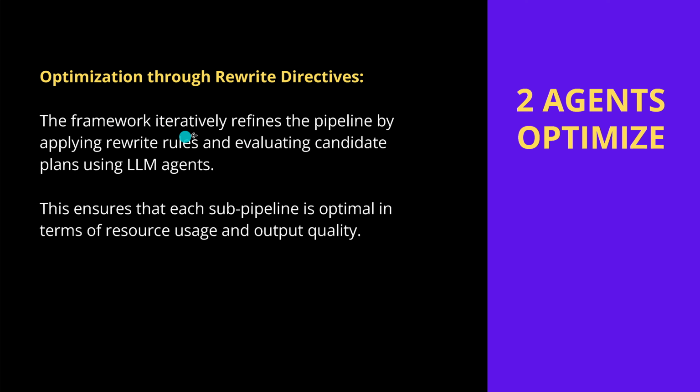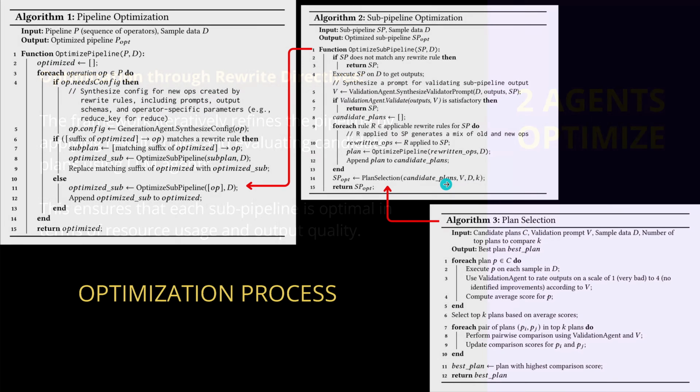So you see, the framework iteratively refines this ETL pipeline by applying the rewrite rules and evaluating specific candidate plans using our two LLM agents. One writes the rules and the other evaluates the rules. This ensures that each sub-pipeline is optimal in terms of resource usage and output quality. And this can be quite computationally expensive, because if you start at a non-optimal position, it might take quite some time before you get to the optimal output quality.